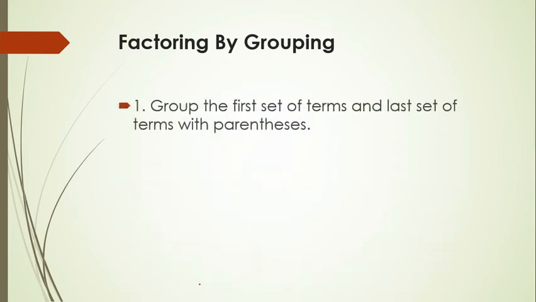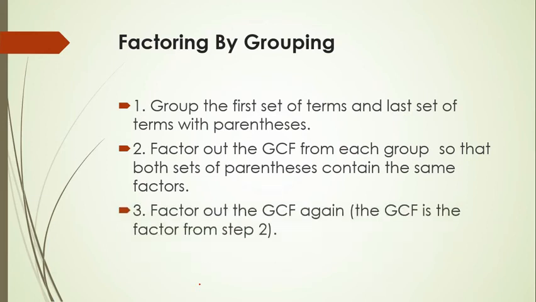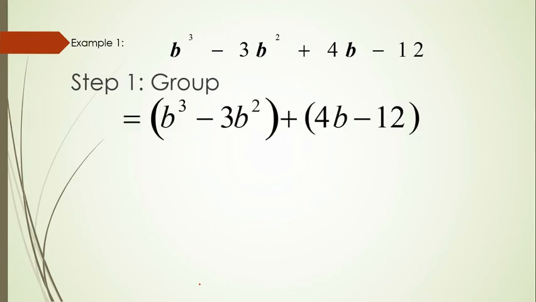We're going to group the first set of terms and the last set of terms with parentheses. We're going to factor out any GCF from each group so that both sets of parentheses contain the same factors. Then we factor out the GCF again. Let's do this example. First we group. Notice we just placed parentheses around the first two terms, and then we placed parentheses around the third and the fourth term.